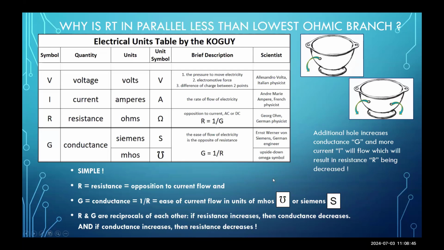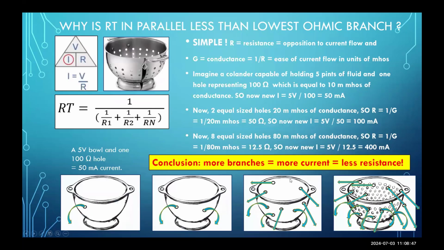Now let's get into the weeds here. Here we go. If you remember, Ohm's law says current is equal to V over R. And this nice picture of a colander shows a lot of different holes here. So let's go ahead to the bullet points. R is resistance, opposition to current flow. G is conductance, which is the reciprocal of R, which is the ease of current flow in units of mhos.